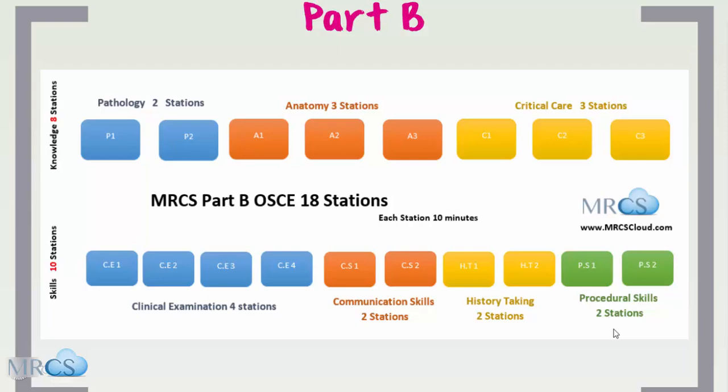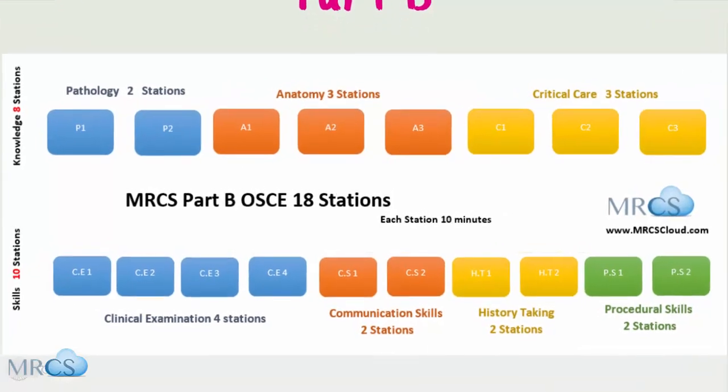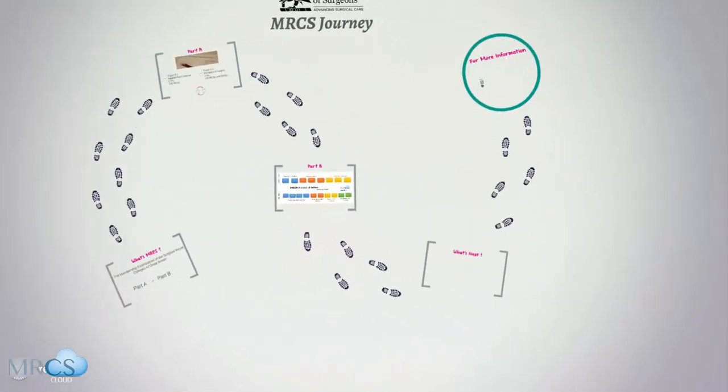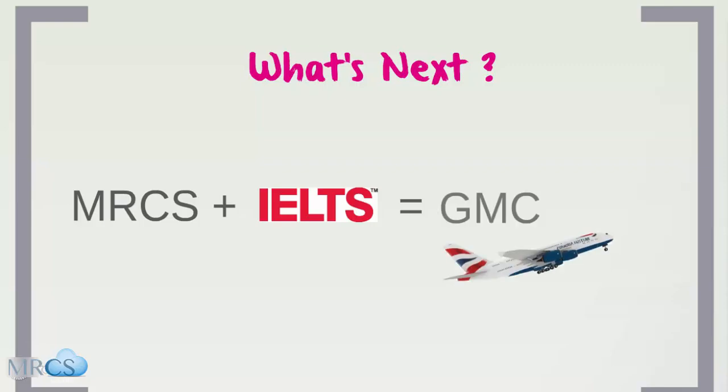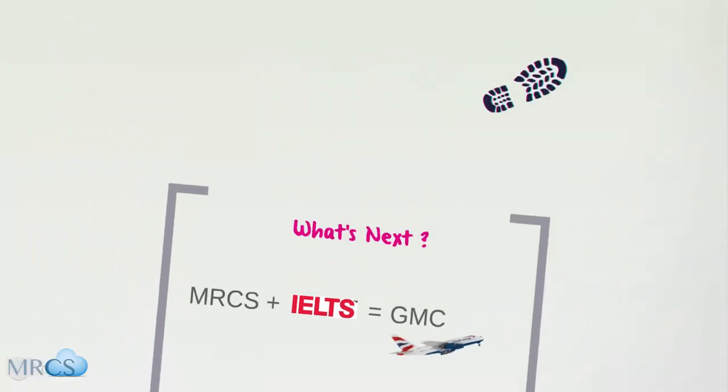If you have passed Part B, you get the MRCS. But what's next after MRCS? After MRCS, if you have IELTS 7.5 in the academic version, you can travel to the UK and get your General Medical Council license, which is a license to practice medicine in the UK. This license will enable you to apply for jobs, training jobs or service jobs in the UK, which is your goal at the end if you're applying for MRCS.